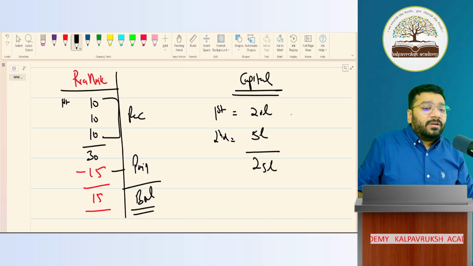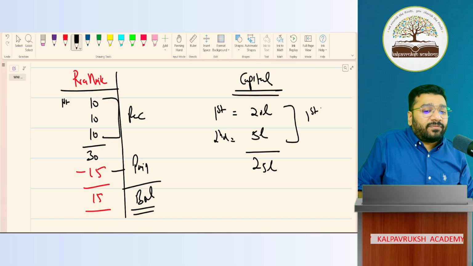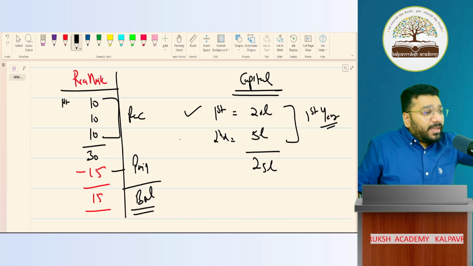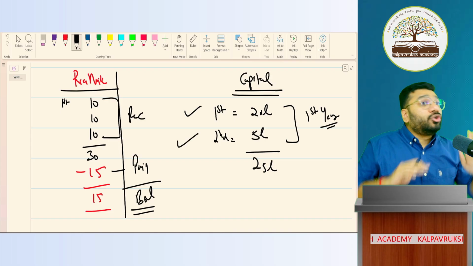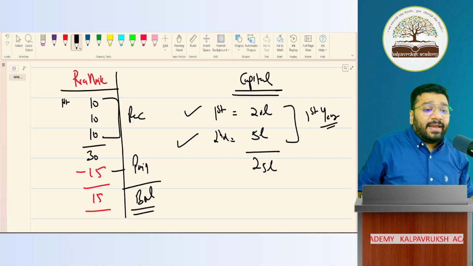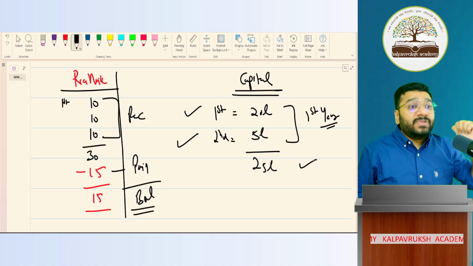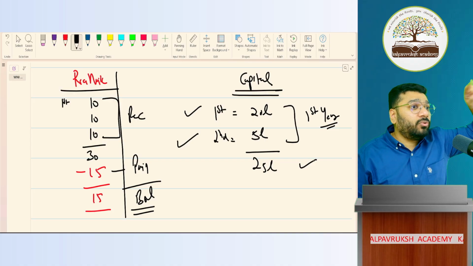Okay. Both of these happened in the first year itself. In the first year, I paid the first round of capital, and in the same year, I gave a second round of additional capital also. So total capital, how much did I give? 25 lakh rupees. This money is with whom? Business. Okay, not okay. Okay.